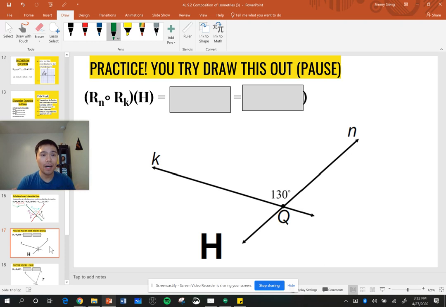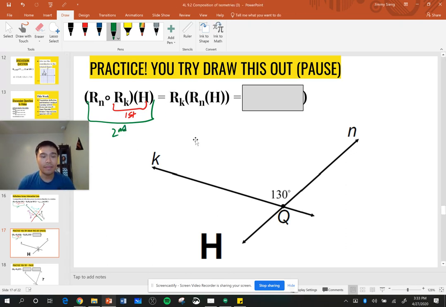So hopefully you pause, but again, I want to review this. Rk is your first thing you do: reflect first off line K, and then second is your Rn. We can also say this as Rn of Rk of H. So you start with the inside and work your way out. Again, we're starting with the inside and we're just working our way out.